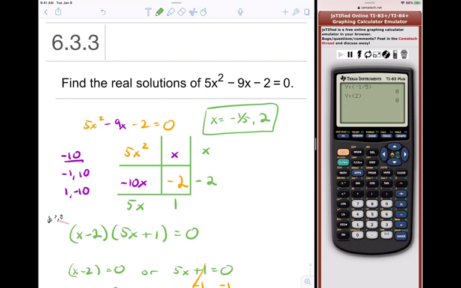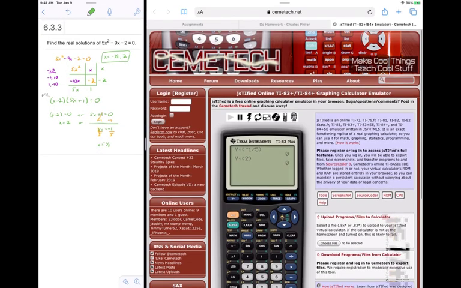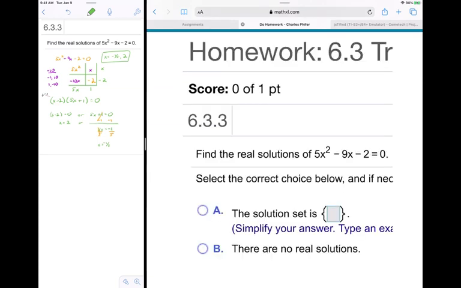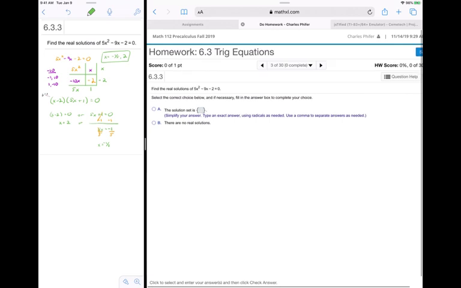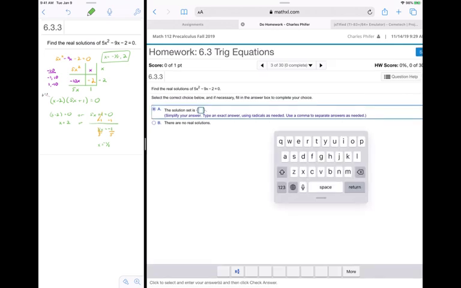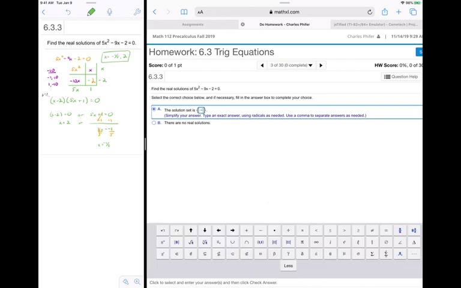Let's go back to Pearson. Again, this is all just a demo on Pearson. So now it says select the correct choice below. So we're going to put in the first one, and we got results. It says simplify your answer, type an exact answer using radicals as needed, use commas to separate answers as needed. So we got negative, where's the rest of it? We got 2 and -1/5.